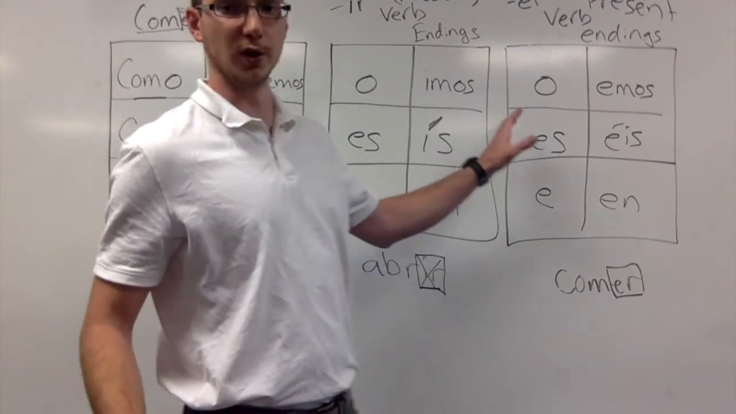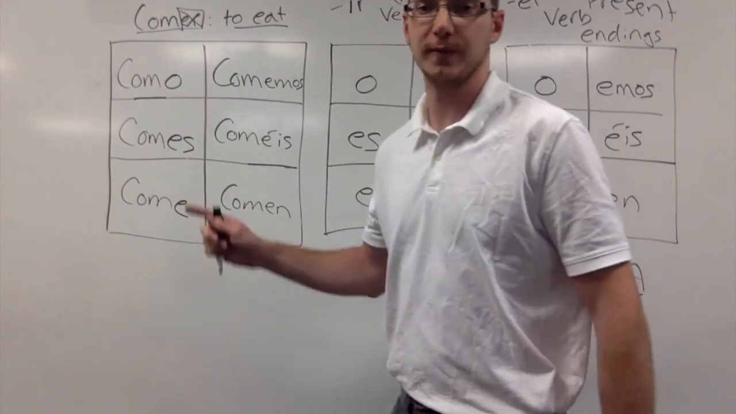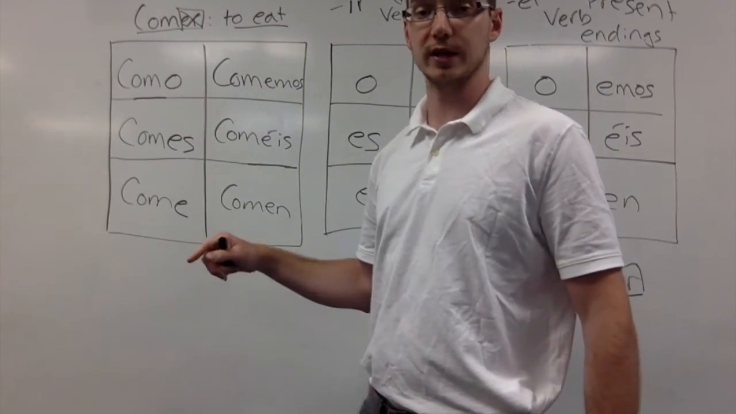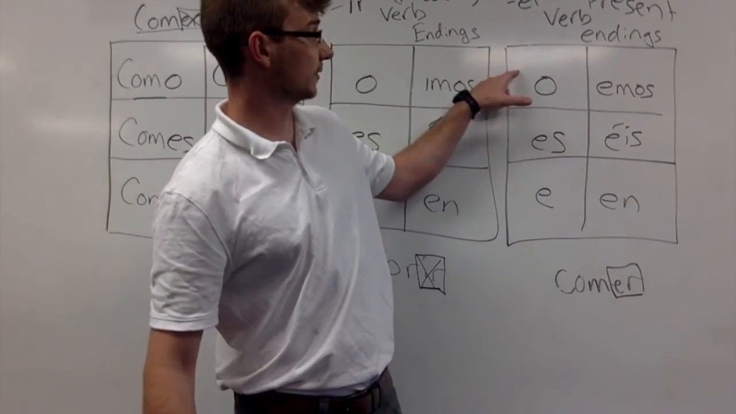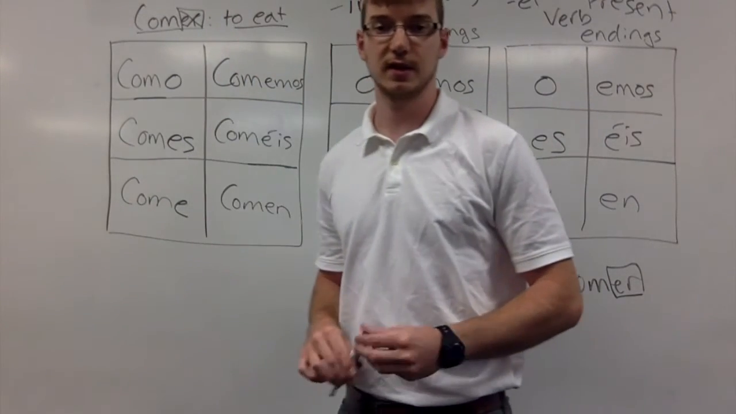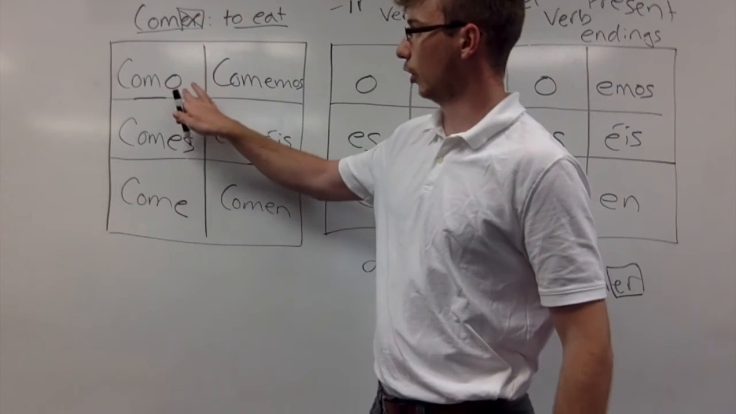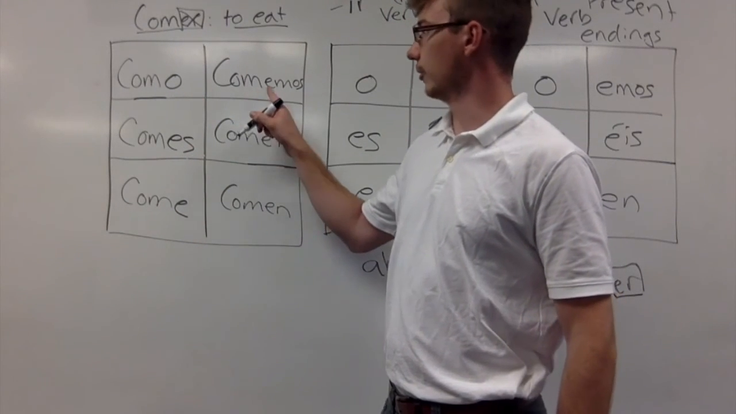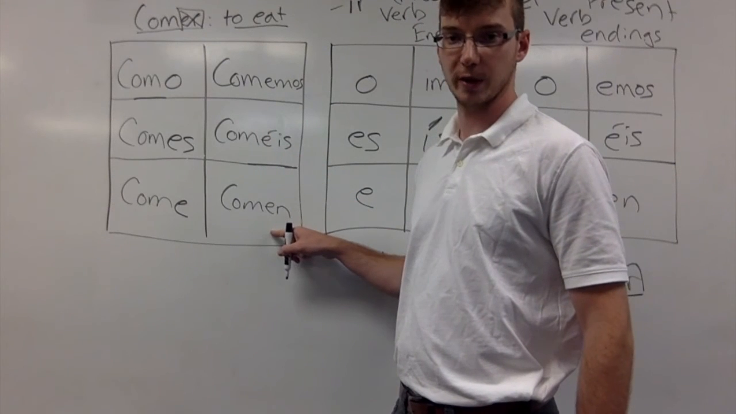And remember, all we're doing is taking the stem or the root of the verb comer, C-O-M, and then adding the new verb endings for ER verbs. O, ACE, A, amos, ACE, N. And those are the ER present tense verb endings. So we're left with como, comes, come, comemos, coméis, and then comen.